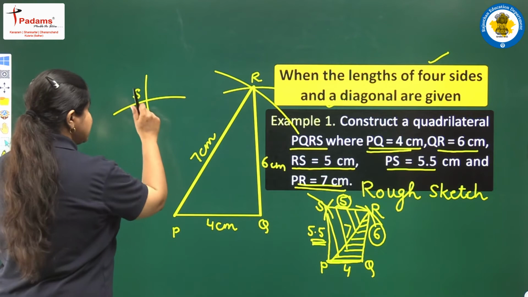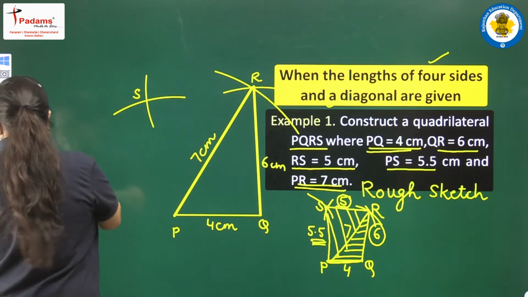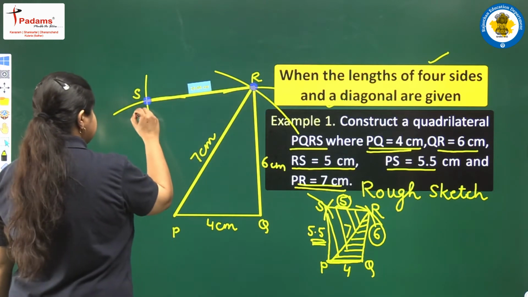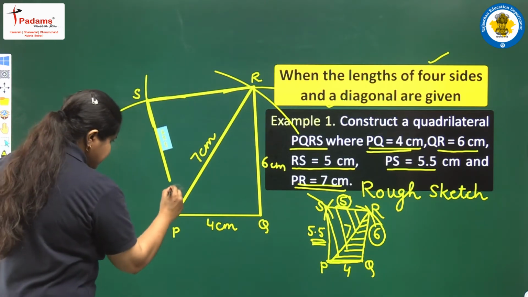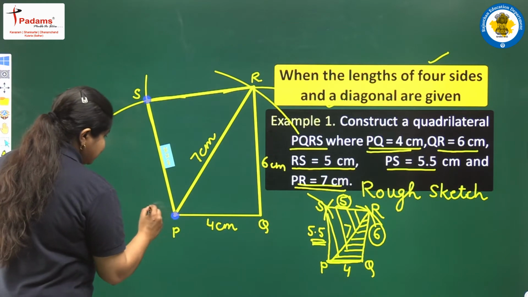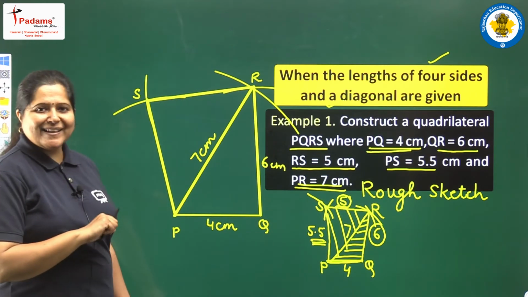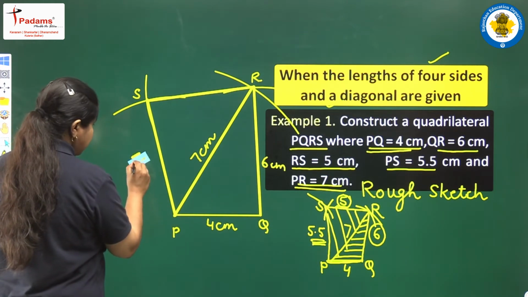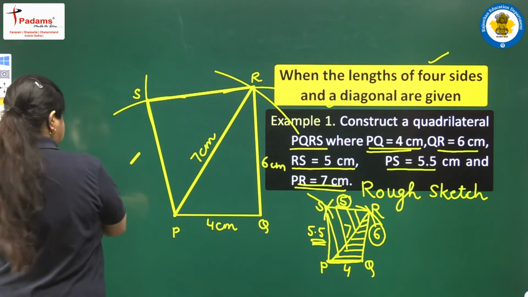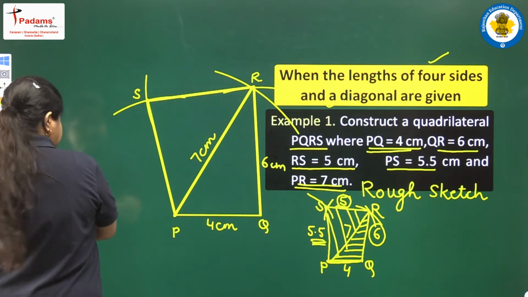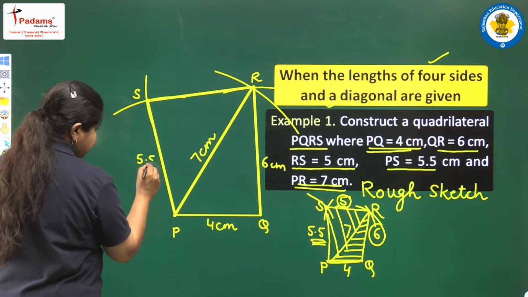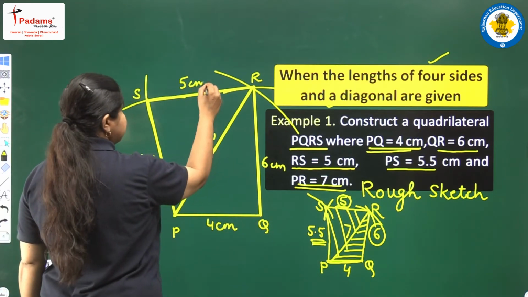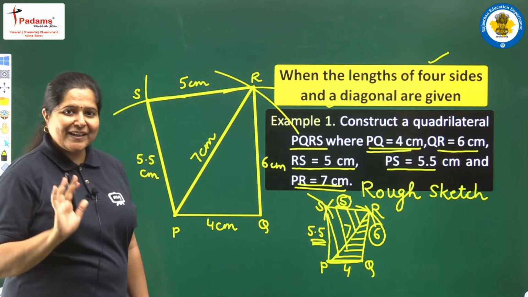Now simply we need to join this S to R and P. Let us do this. Join this S to R and then this S with P, and in this way we get the required quadrilateral. Let us write the measurements also. This is 5.5 centimeters. And this one is 5 centimeter long. So this is the required main figure.